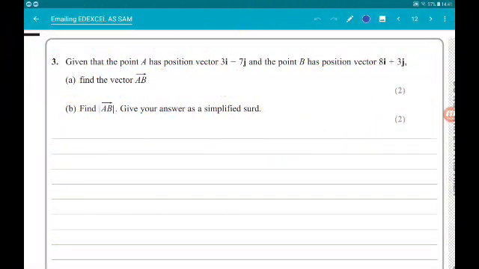Okay, question 3, we have vectors. So given that the point A has position vector 3i minus 7j, and the point B has position vector 8i add 3j, part A, find the vector A to B. Okay, so all that the i's and j's mean is that i's mean horizontal and j's mean vertical. So point A, for example, 3i minus 7j just means 3 to the right and 7 down. So you can think of these as coordinates, really. So the coordinates of A would be 3, minus 7, for example.